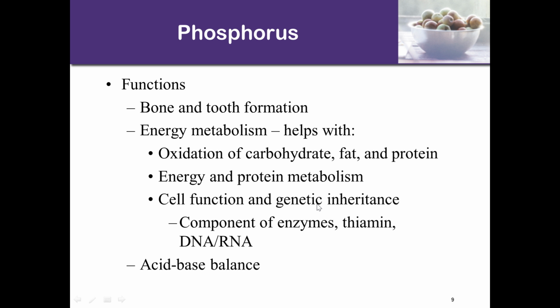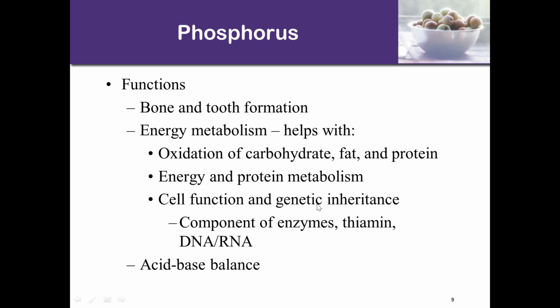Next mineral is phosphorus. Phosphorus also helps in bone and tooth formation, but the major mineral for bone and tooth formation is calcium ion. Phosphorus helps in energy metabolism, through the oxidation of carbohydrates, fats and protein. It also helps in protein metabolism, cell function and genetic inheritance, because DNA and RNA contain phosphorus as a backbone.